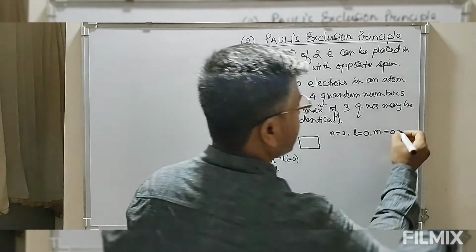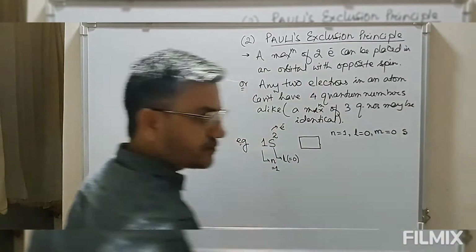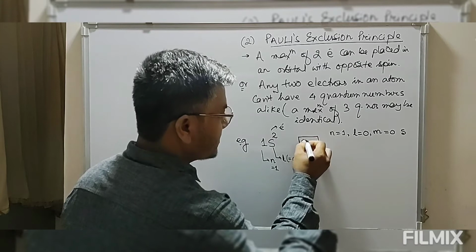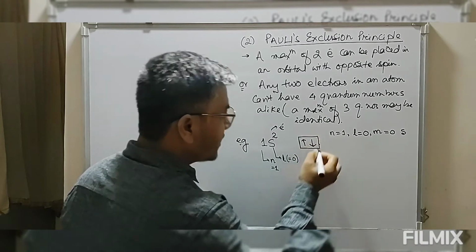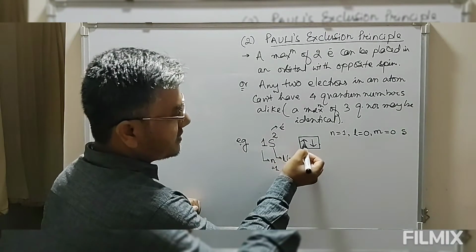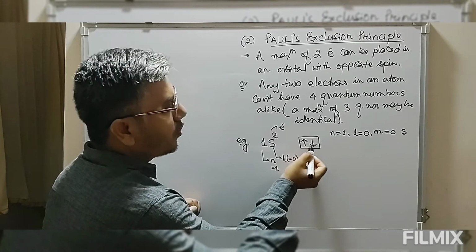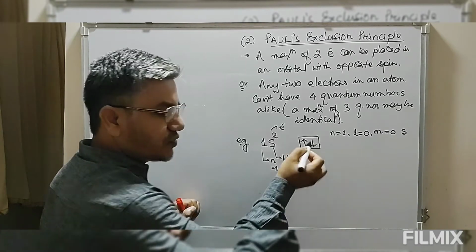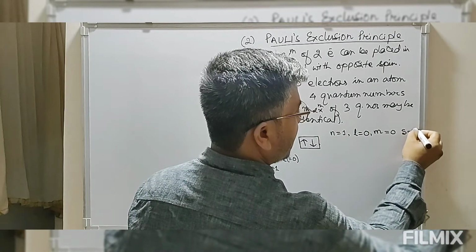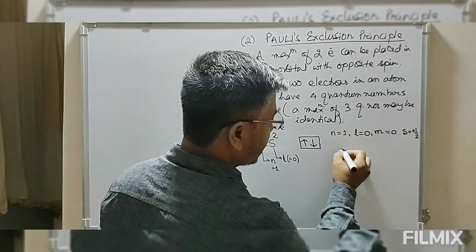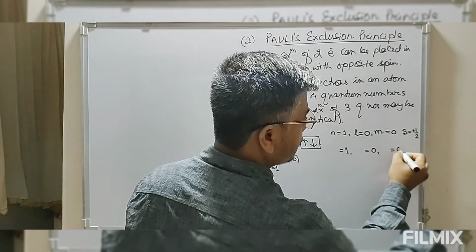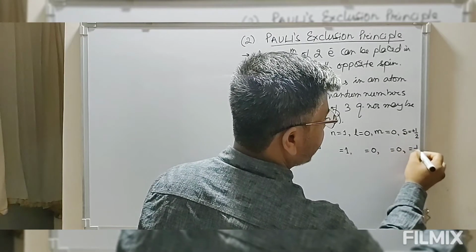Then the question is the spin quantum number. Now since we are having 2 electrons, these 2 electrons should be placed in this atomic orbital in such a way that the spin of these 2 electrons should be opposite. So if this is clockwise, then this has to be anti-clockwise, or if this is anti-clockwise, then the second electron should have clockwise spin. So if this is plus half, then the second electron will have n equals 1, L equals 0, M equals 0, and S will be minus half.